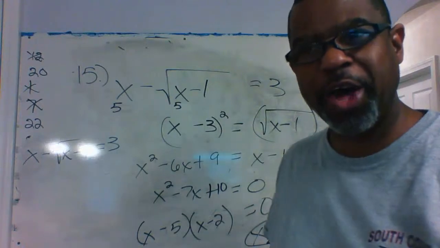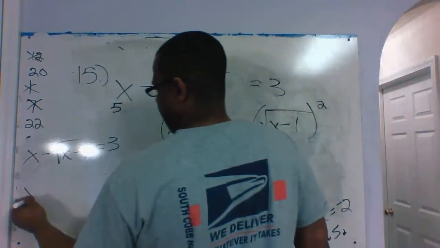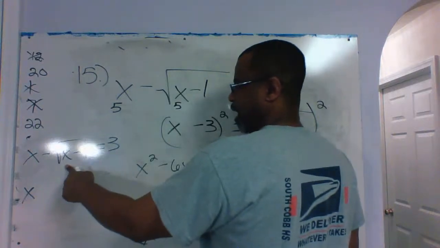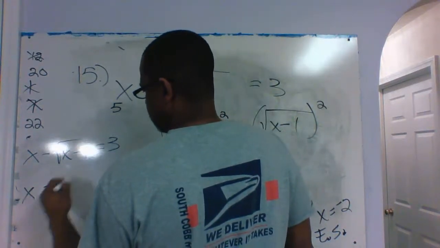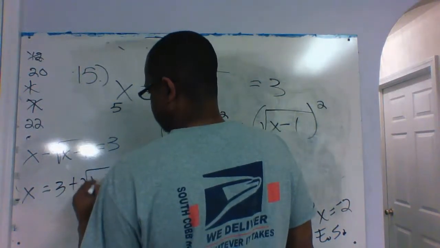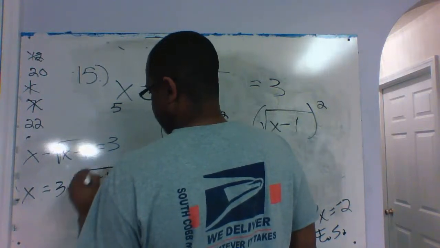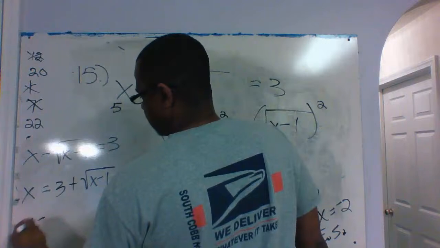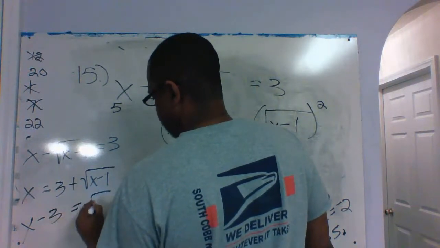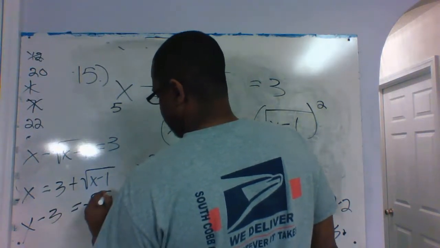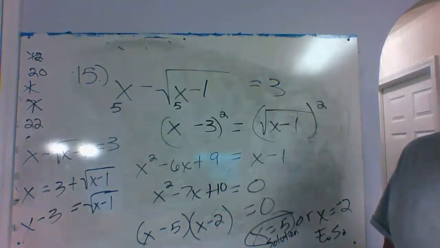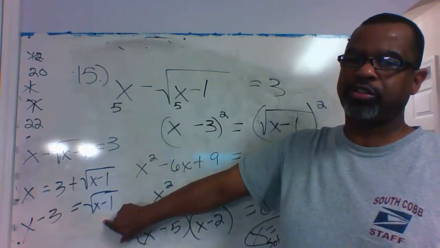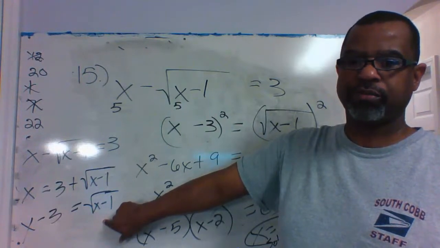Now, I'm going to do this the long way. So I'm going to put x. Then I'm going to add to this side. So that's going to give me 3 plus the square root of x minus 1. Now, remember, I have to isolate this. So you do x minus 3 equals the square root of x minus 1. Look over here. The last thing I want is for you to be confused.